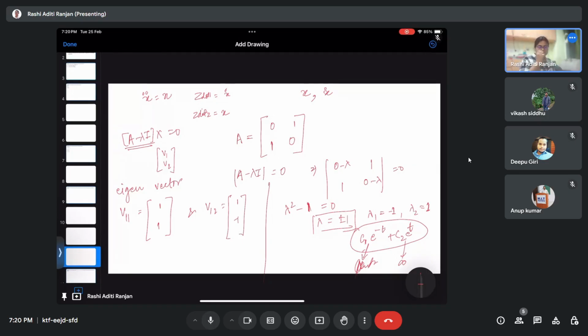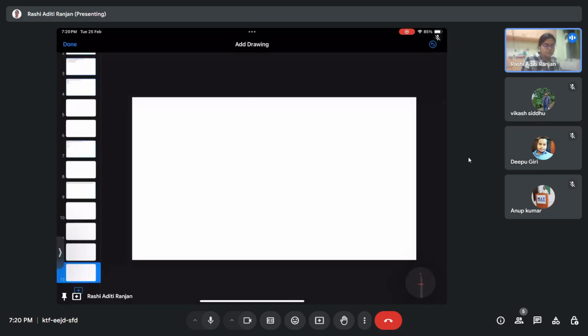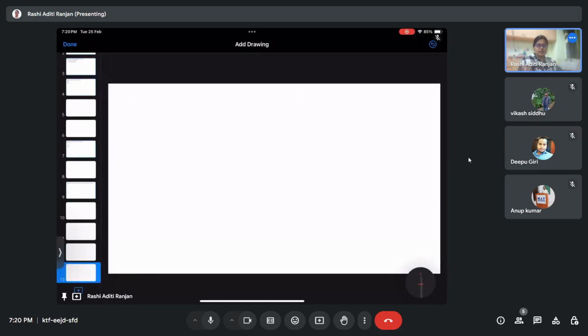Yeah. So these are my two eigenvectors. Now see, if I want to plot these eigenvectors, can I do it? Definitely I can do it. This is my x, this is my x dot.